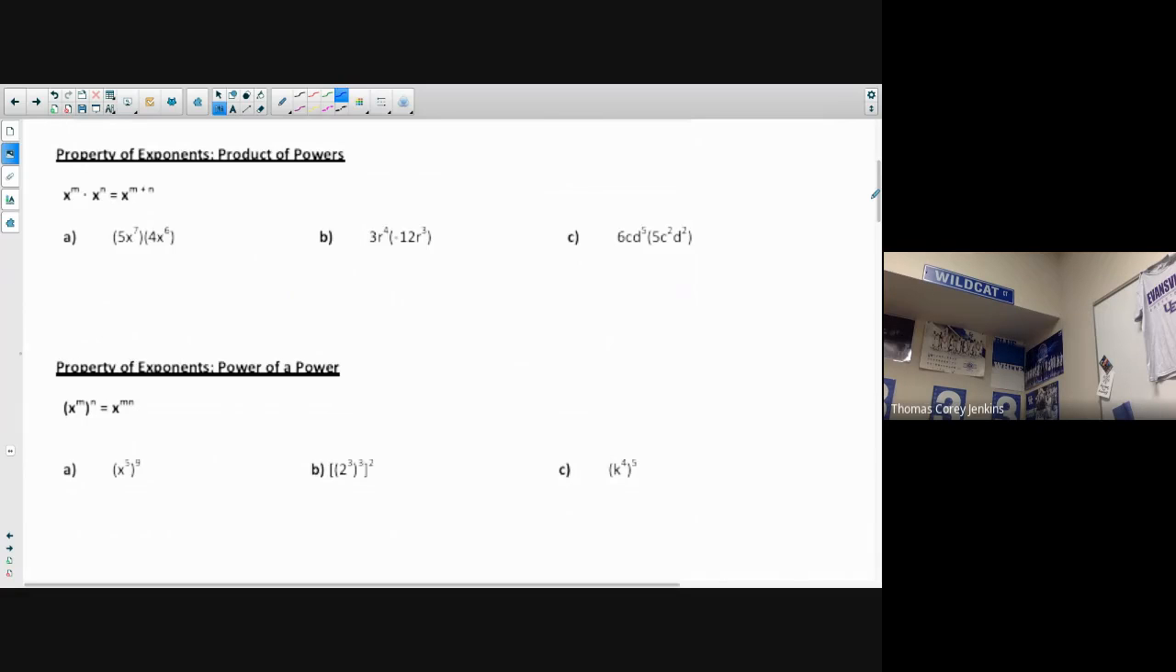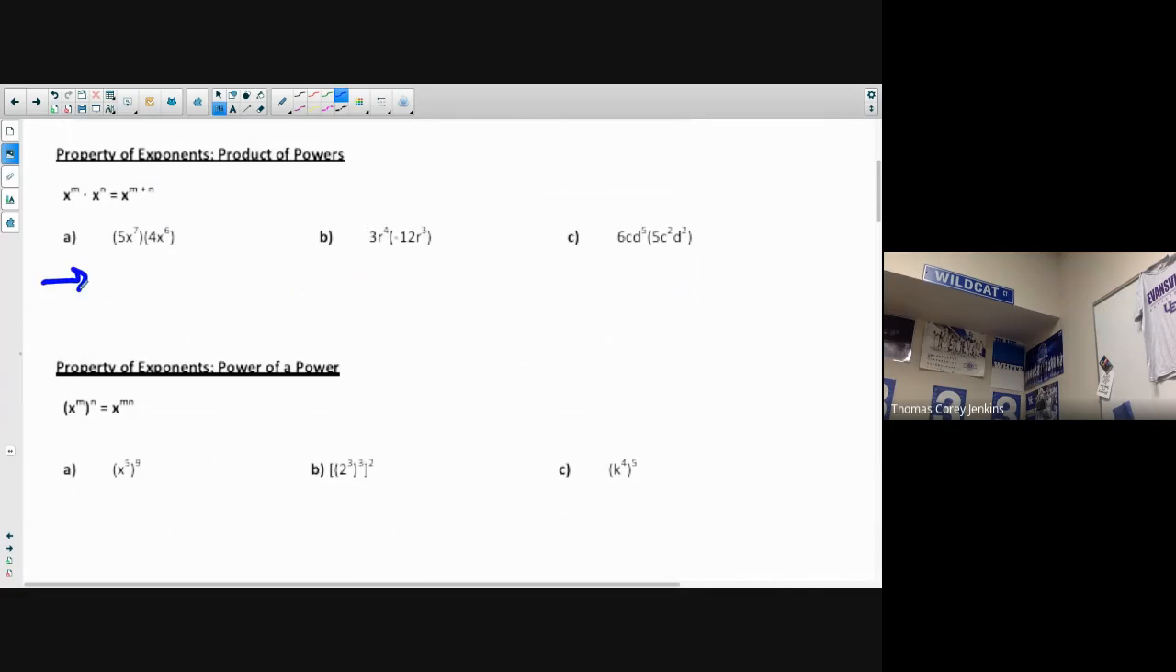All right, so our first rule that we are going to go over is the product of powers. What happens when we multiply powers that have the same base? As we can see here, if we take x to the m times x to the n, that is equivalent to x to the m plus n. In other words, if we multiply like powers, we add the exponents.